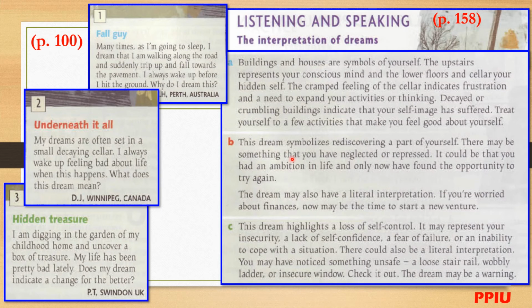Okay, so the time is up. Let's go and check the answer. Okay, so number one, the description of dream number one is letter C, and number two is letter A, and the last one is just your homework, right? So number three is letter B in here.